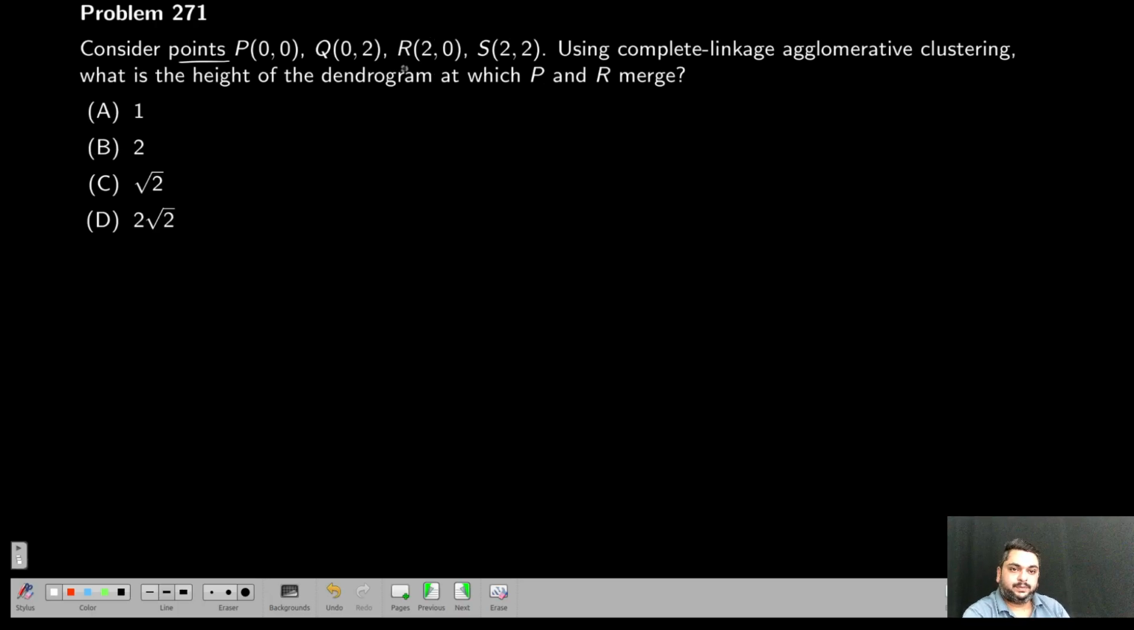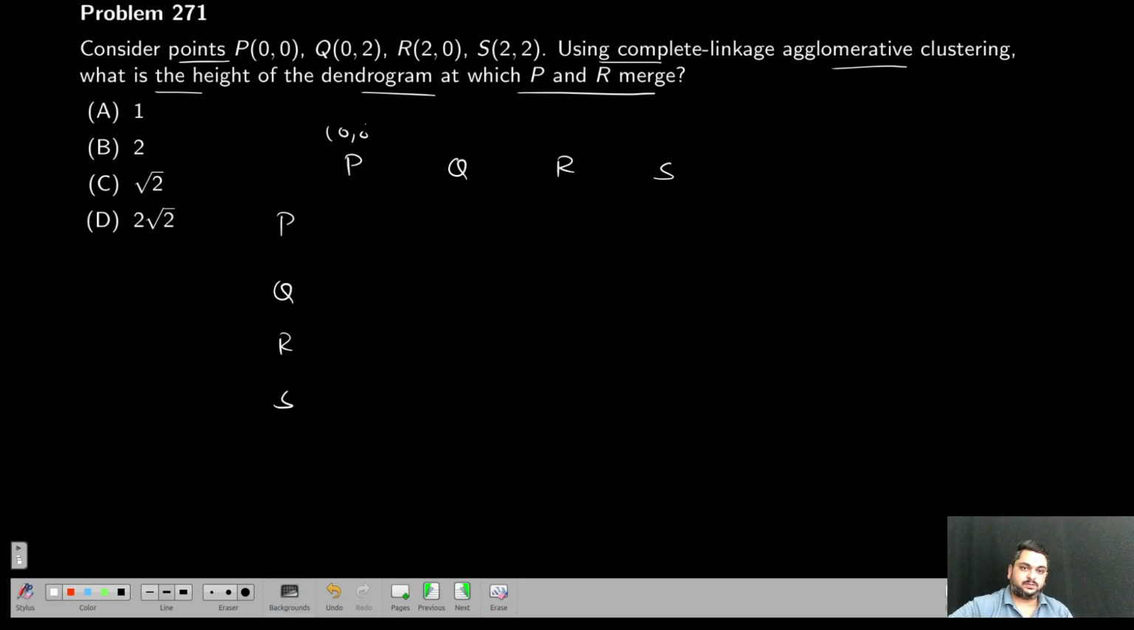Consider points P, Q, R, S. Using complete linkage agglomerative clustering, what is the height of the dendrogram at which P and R merge? Okay, so now it's two-dimensional. You just apply Euclidean distance between P, Q, R, S. You form the table, calculate the distance matrix for each pair of points.